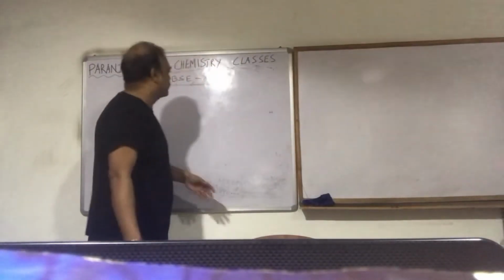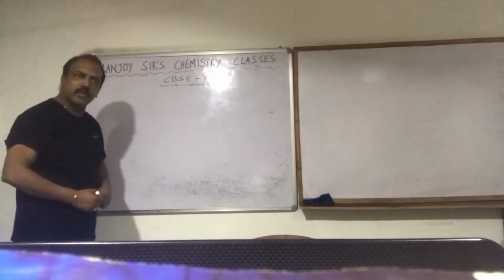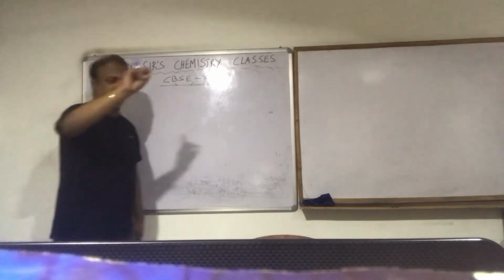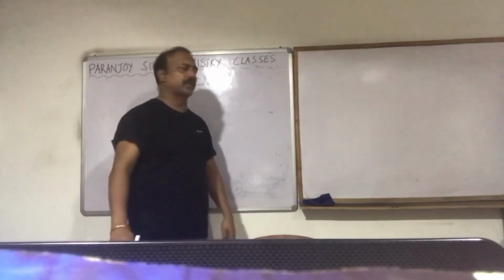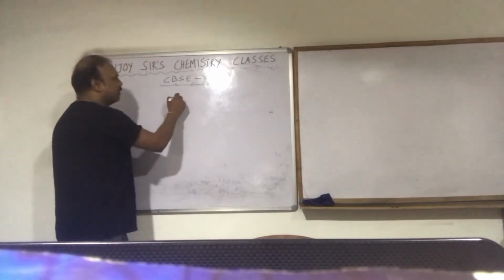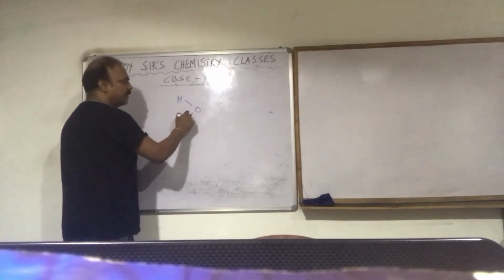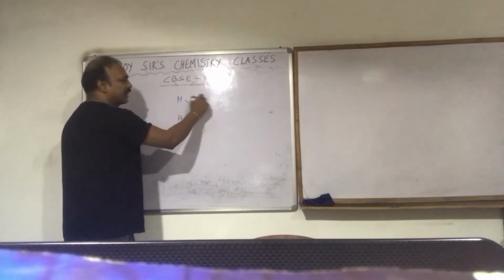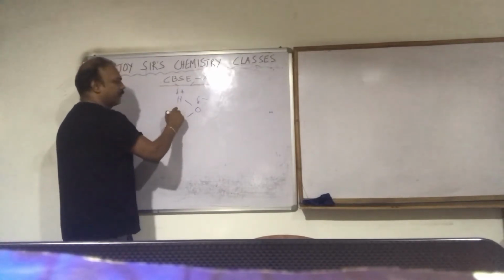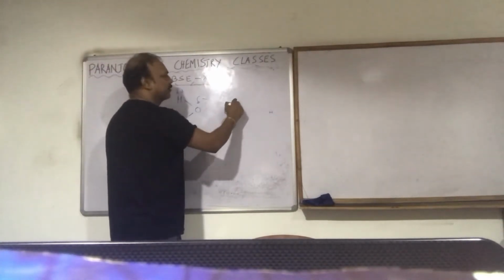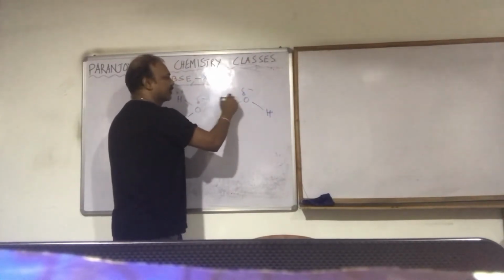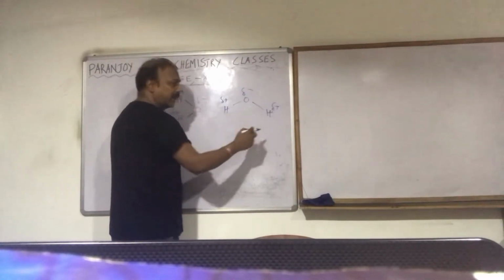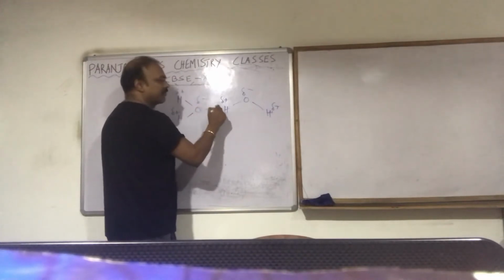So first is intermolecular hydrogen bonding. For example, intermolecular hydrogen bonding. You wrote down the definition? Okay. For example, H, O, H. This is delta negative, delta positive, delta positive. Another H, O, H. This delta negative, delta positive, right? And there is a kind of force of attraction between them.